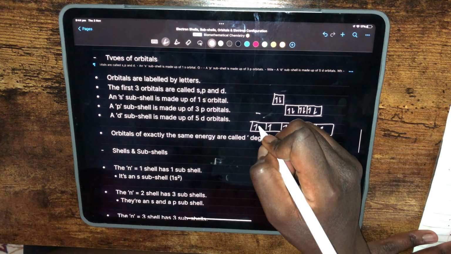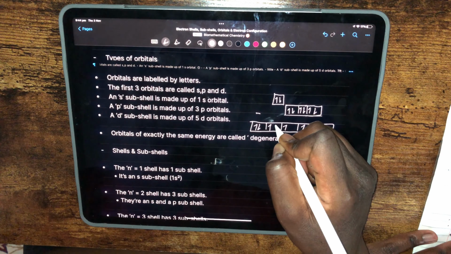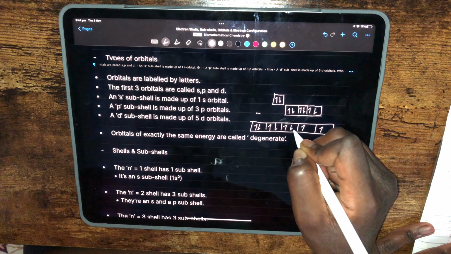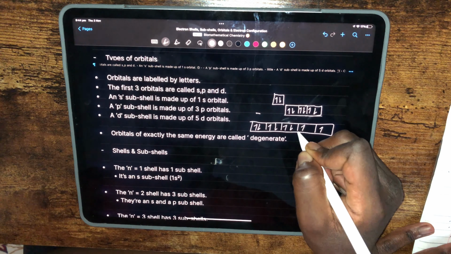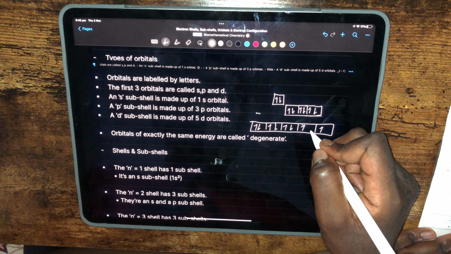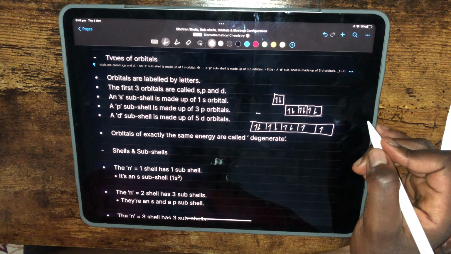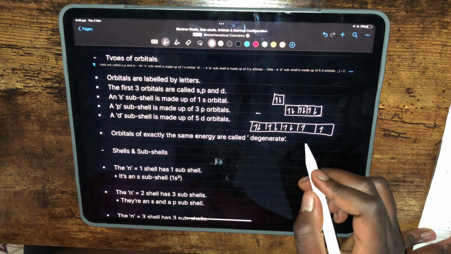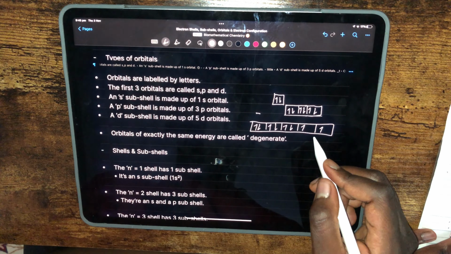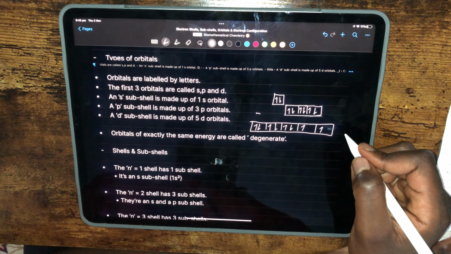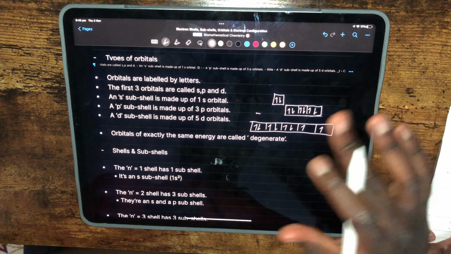There are some instances where you don't follow the rule. Like, if you had something like this, it's better to have a partially filled D subshell. It doesn't like to do like that, so you wouldn't really leave it like this. This is more unstable. It would probably be you'd have 1 less orbital. So there are some exceptions to the rule.